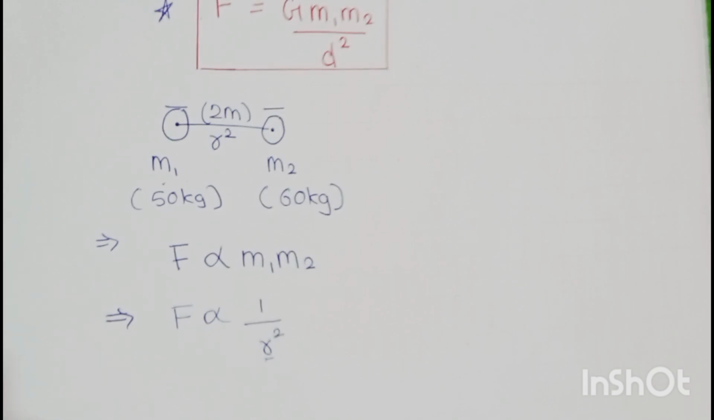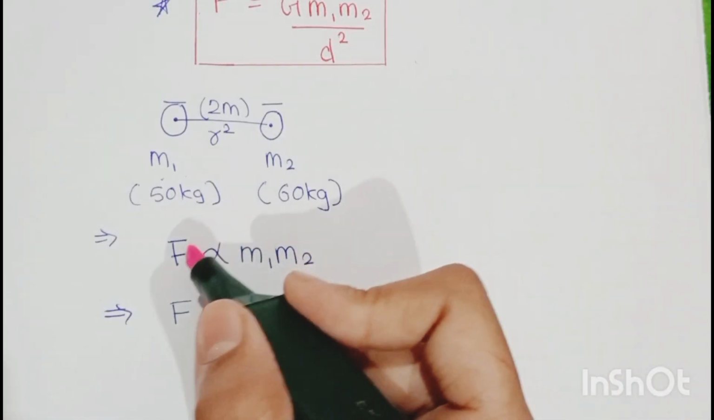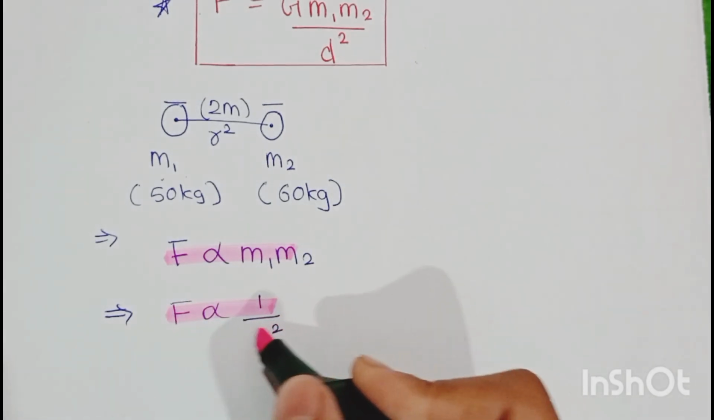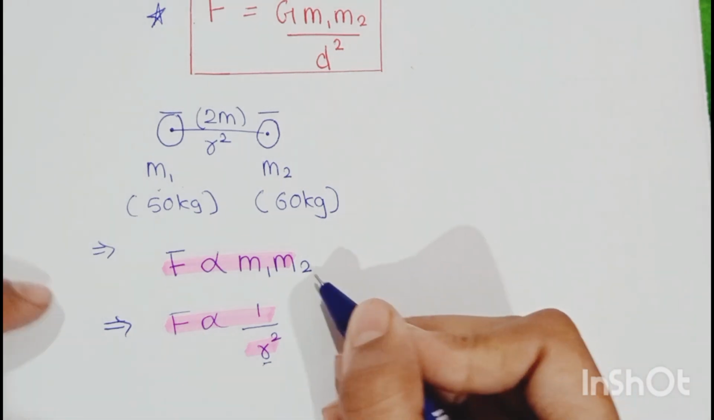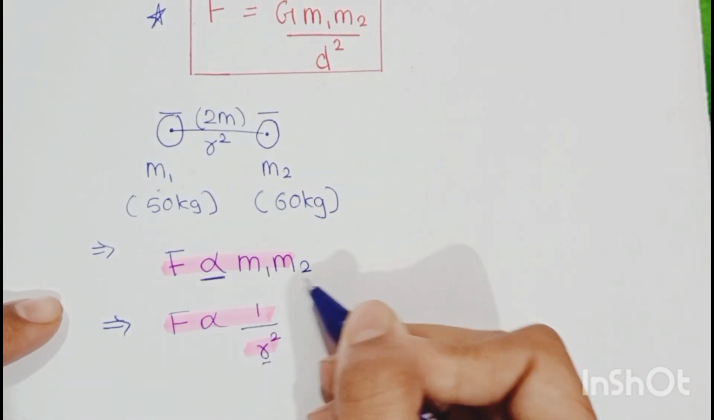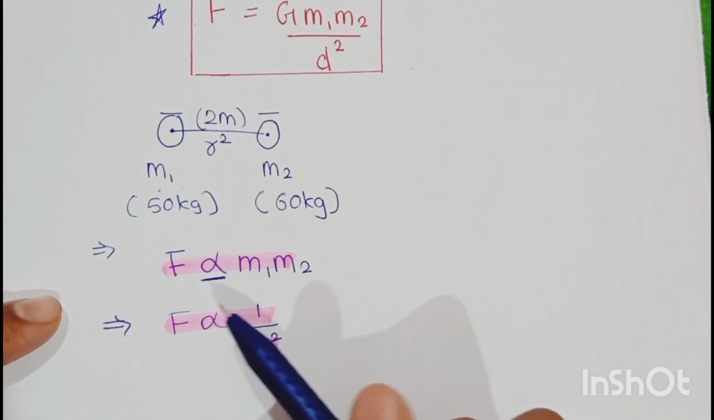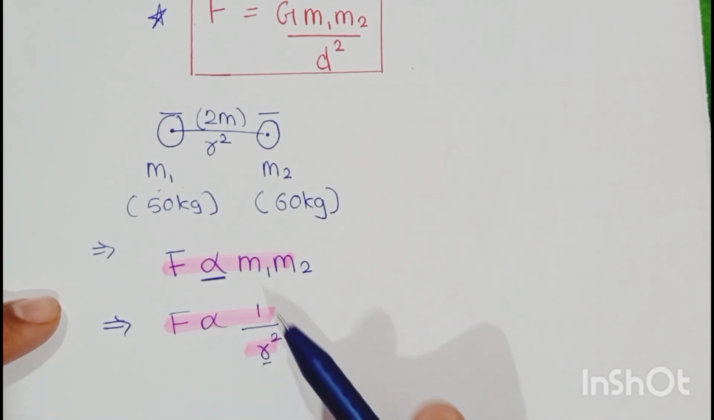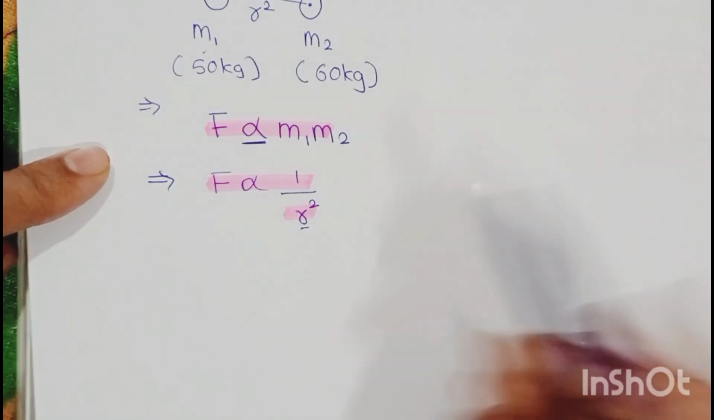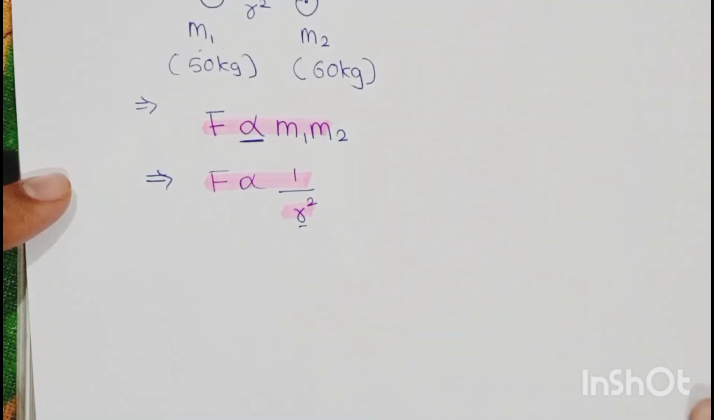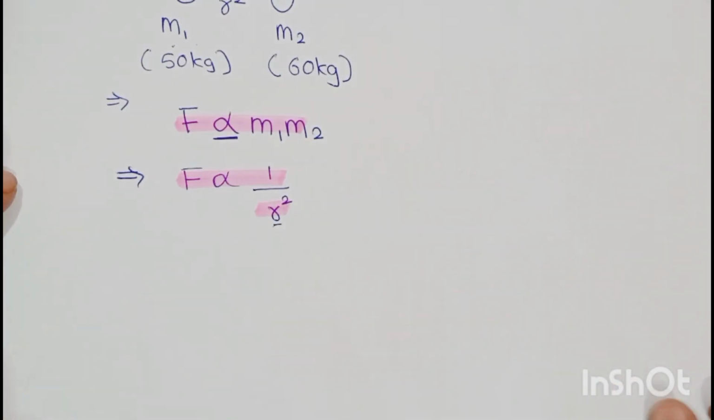Alright, so these are the two very important things that Newton told. Force is directly proportional to the product of mass. And second thing, force is inversely proportional to the square of the distance. Now what does it mean? What does it exactly mean? What do you mean by this?